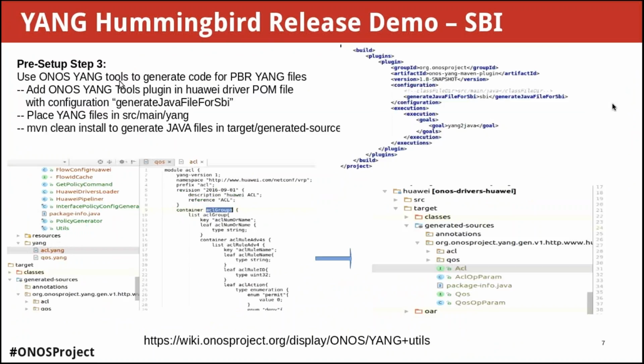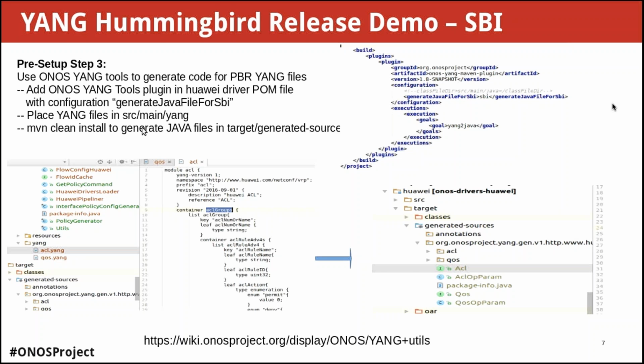Okay, as pre-step 3, the driver uses the Yang tool to generate the Java code corresponding to the Yang files. For that, the driver has to add the ONOS Yang Maven plugin into its pom file with the configuration parameter generate Java file for SBI, because it is for a driver, so this configuration parameter is required. The same build plugin can also be used for NBI without this parameter. Then it needs to place the Yang files in src/main/yang and just run Maven clean install to auto generate the Java files.